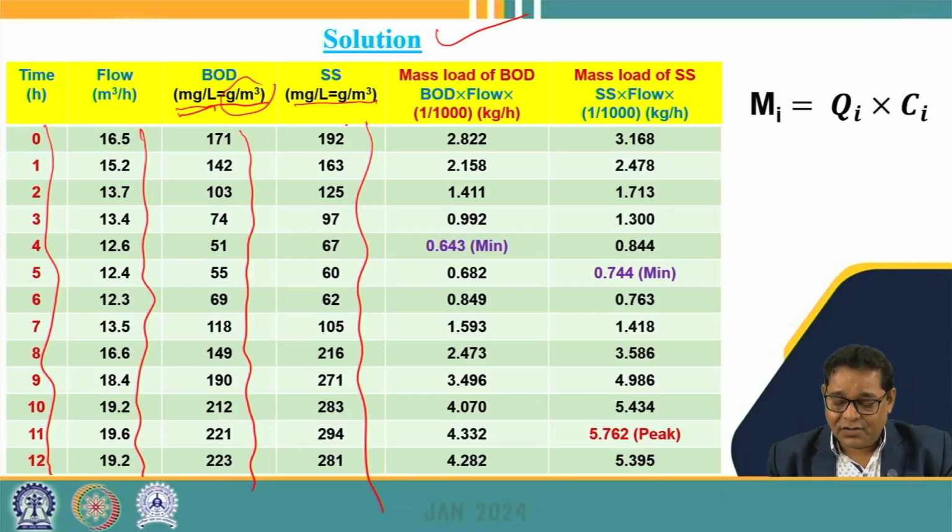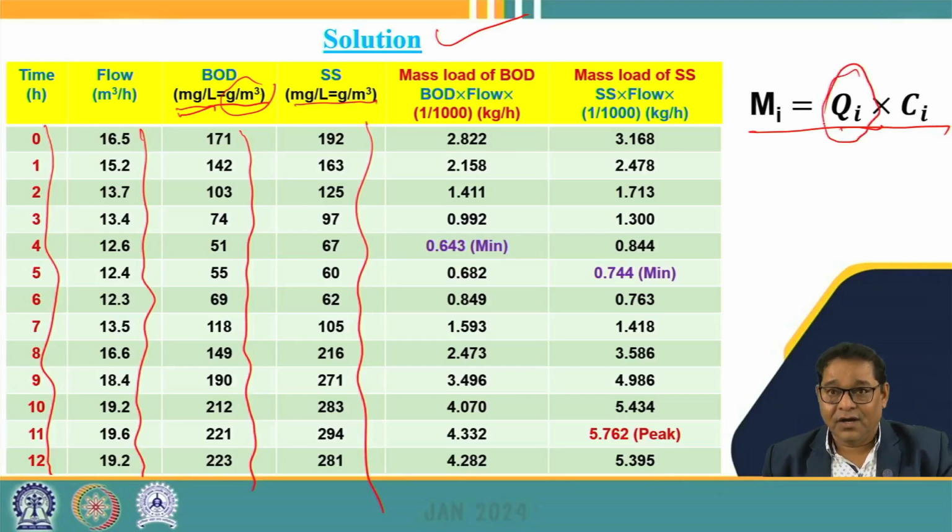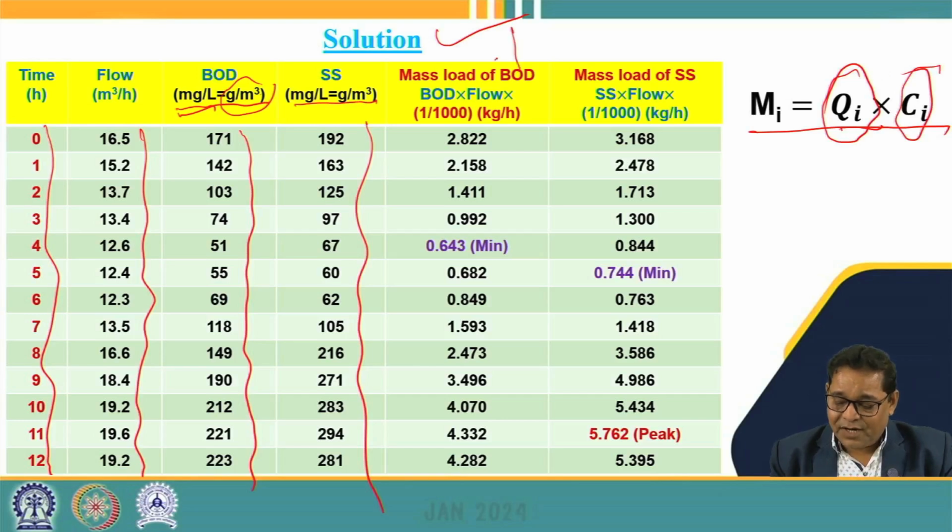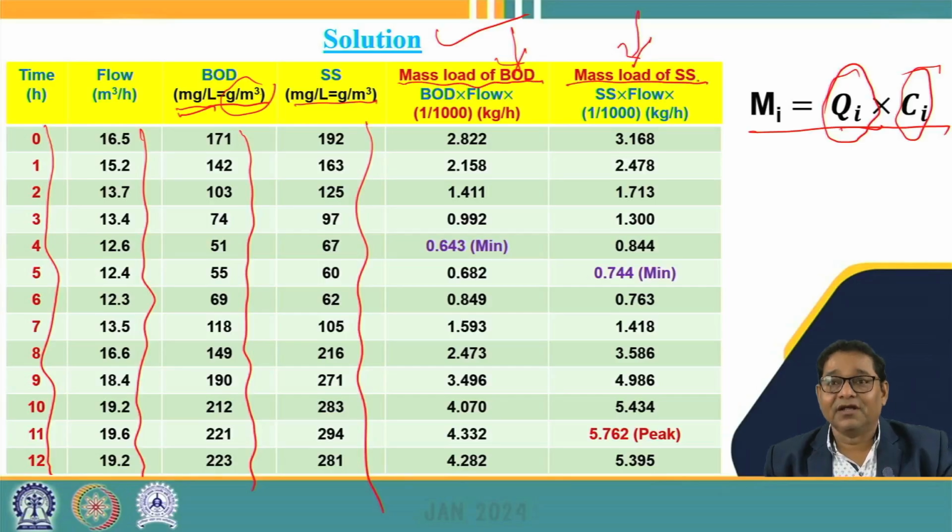Similarly for suspended solids, then we estimate here the mass loading rate, that is basically Mi into Qi. Mi is equal to Qi into Ci. So this Mi basically gives us the mass loading rate, which is obtained by multiplication of the flow rate and the concentration. So in these two tables, we have calculated the mass load due to BOD and similarly the mass load due to suspended solids.